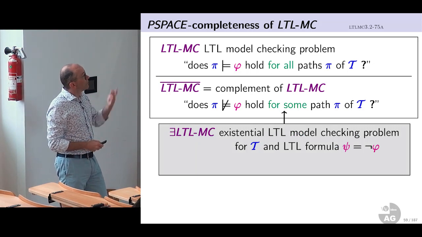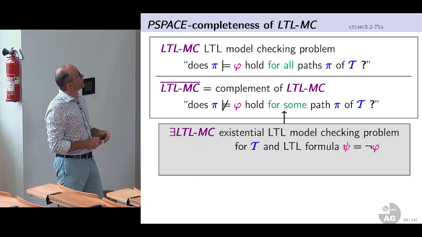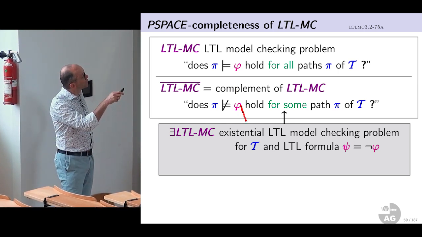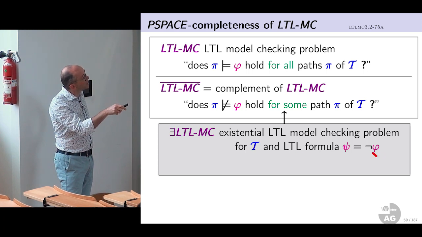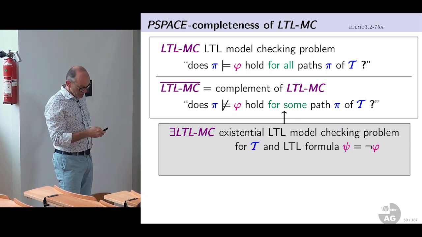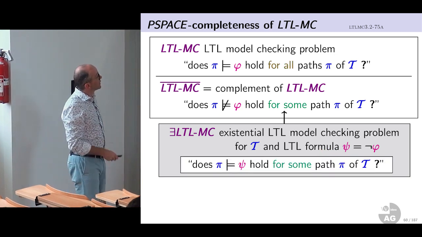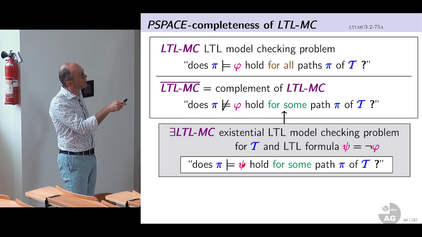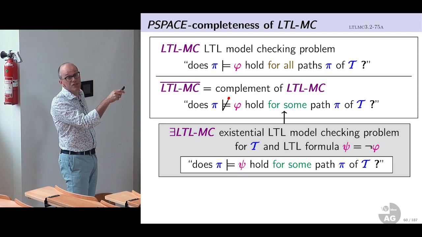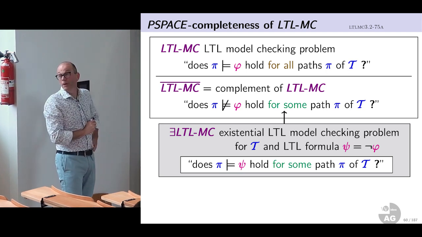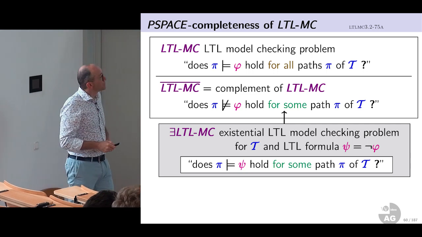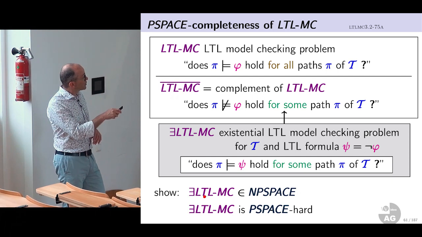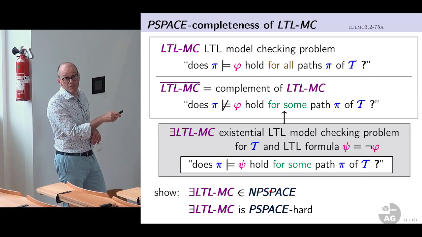Good. So I hope it's also clear that the existential LTL model checking problem is now going to be similar to this complement. What we're going to do is take T and the negation of phi. That means we are interested in whether pi, this counterexample, satisfies the negation of what we're interested in, which is the same as saying it refutes phi, for some path. Good. So what we can show is that the existential LTL model checking problem is in NPSPACE.